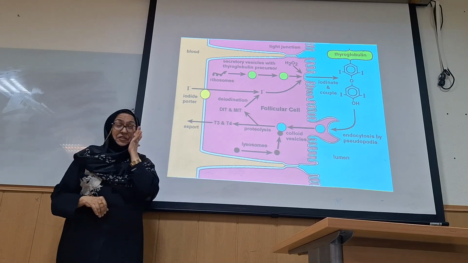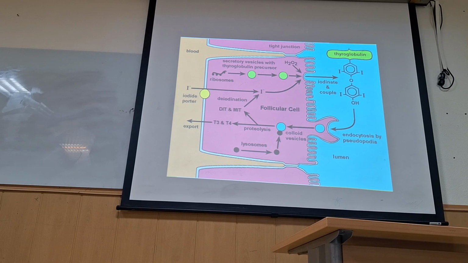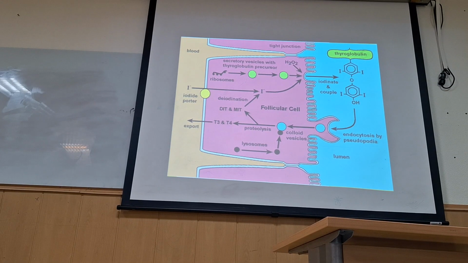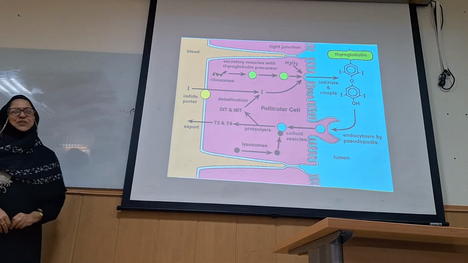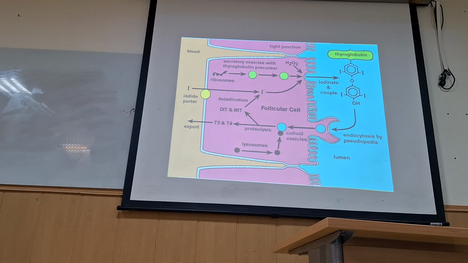For synthesis of thyroid hormones, we need iodine ions. Iodine ions are in fish and seafood and in iodized salt. We cook our food with iodized salt. In cucumber and broccoli, there is a little bit of iodine.